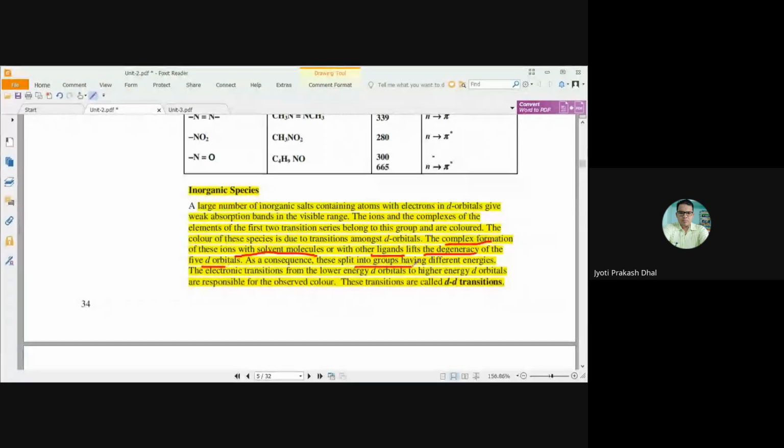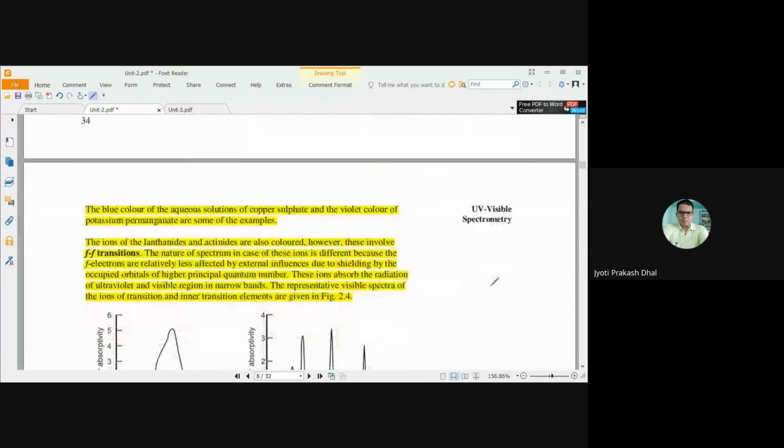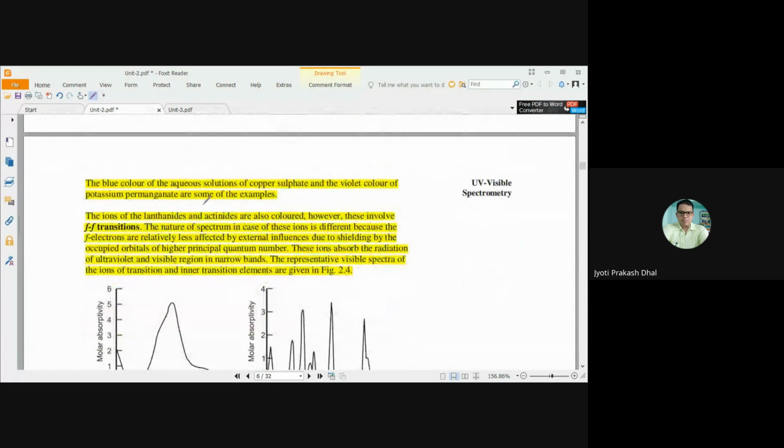As a consequence of this split into groups having different energies, the electronic transitions from the lower energy d orbitals to the higher energy d orbitals are responsible for the observed color. So these transitions are called d-d transitions. The blue color of the aqueous solution of copper sulfate and the violet color of the potassium permanganate solution are some examples of this type.